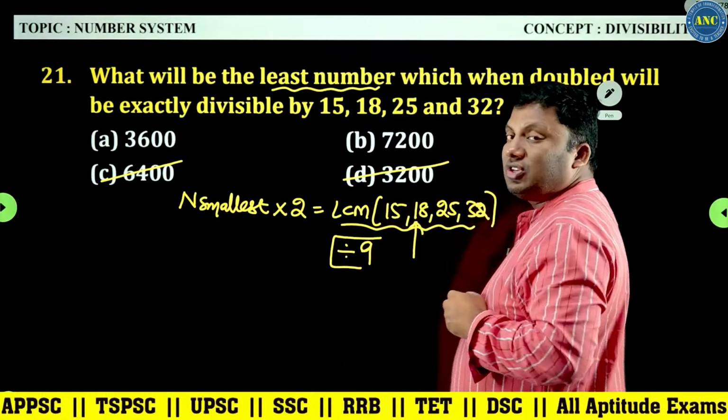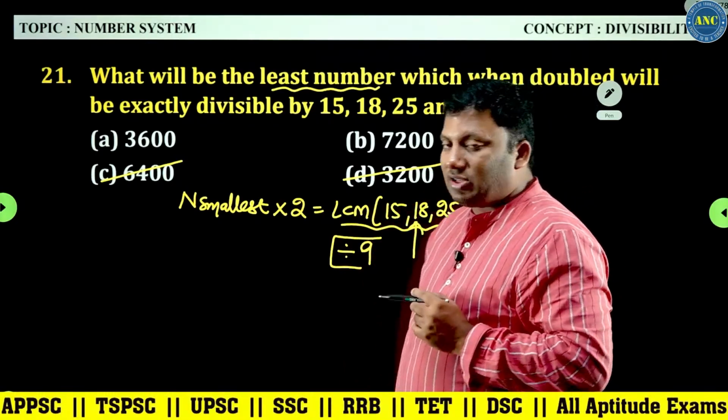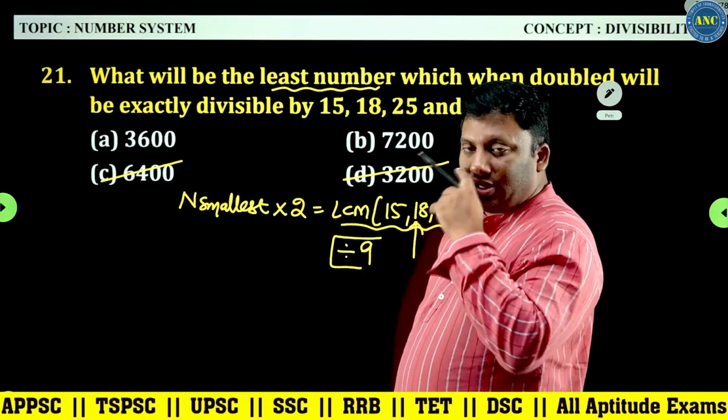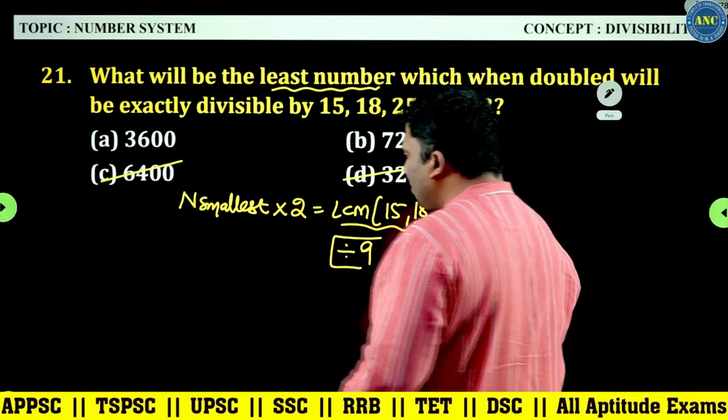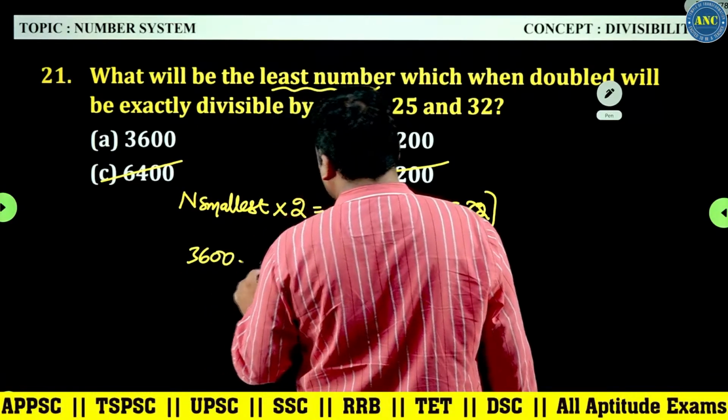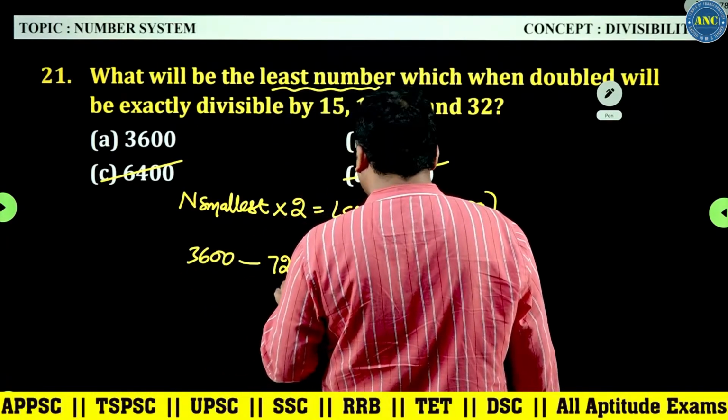3200 doubled is 6400. It is not divisible by 9. That means option C is out and option D is out. Suppose 3600. When I double it, it becomes 7200.